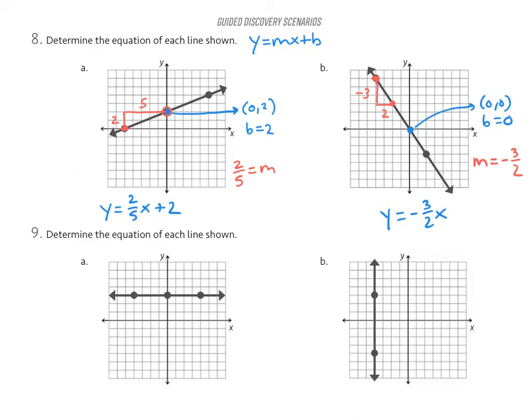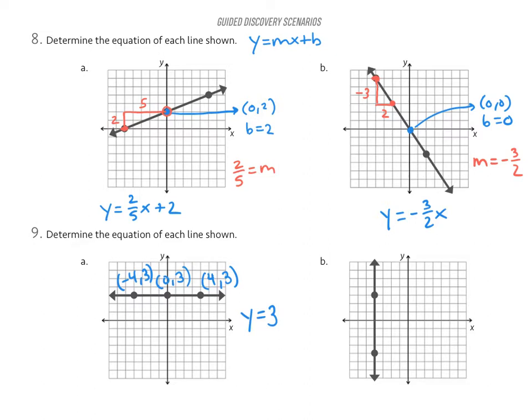Number 9, determine the equation of each line shown. Part A. This line is called a horizontal line, and every point, no matter where you stop on this line, has the same y value. This point is 0, 3. This point is 4, 3. This is negative 4, 3. No matter where you stop on the line, the y value is always equal to 3, and that is the equation of the line. A horizontal line's equation is always y equals a number because the y value is always one specific number on a horizontal line.